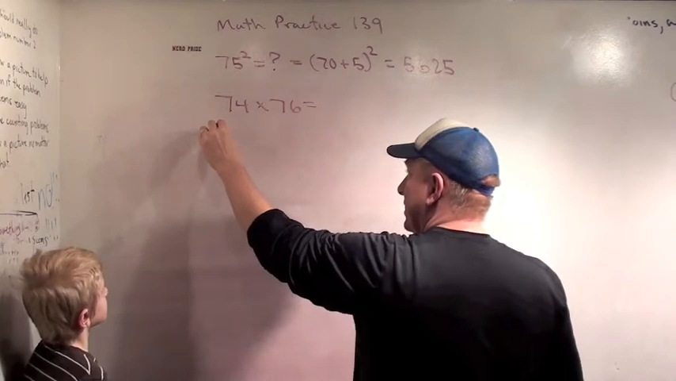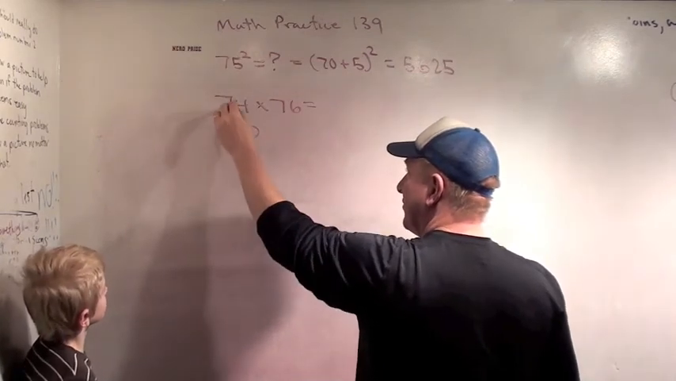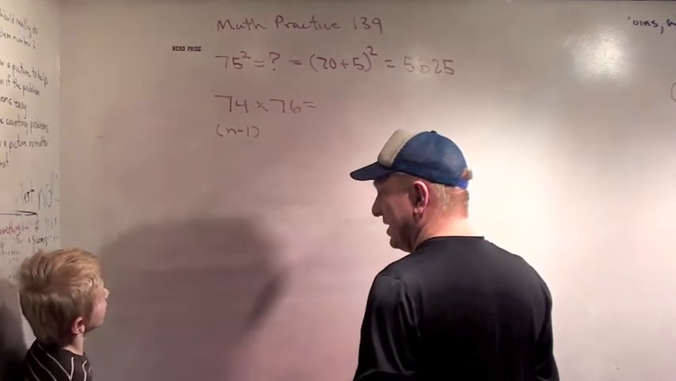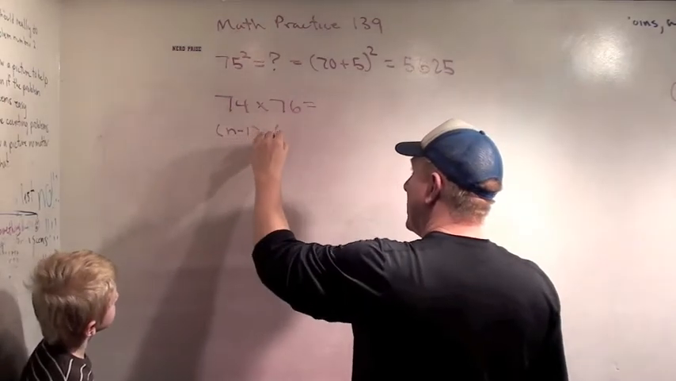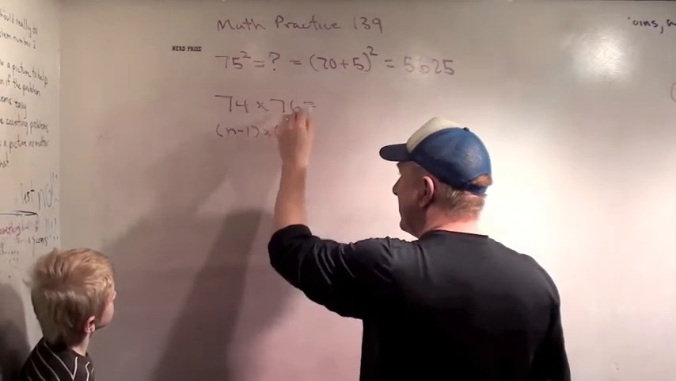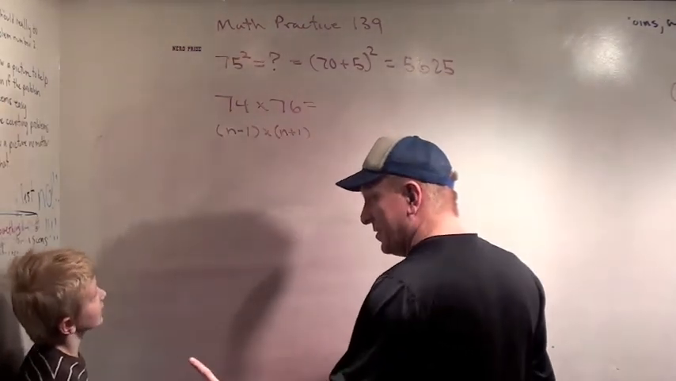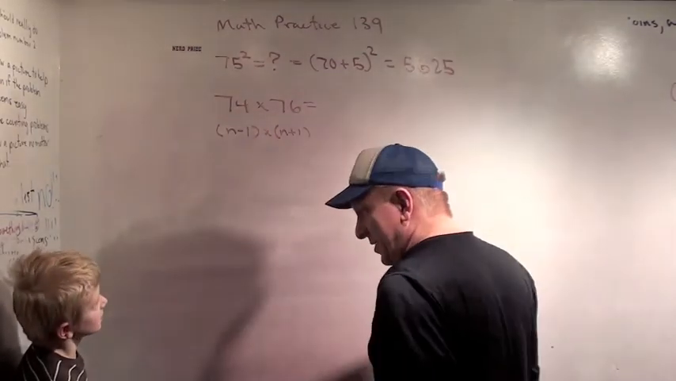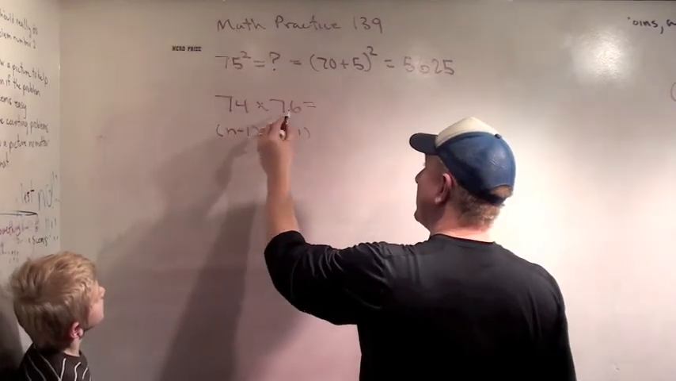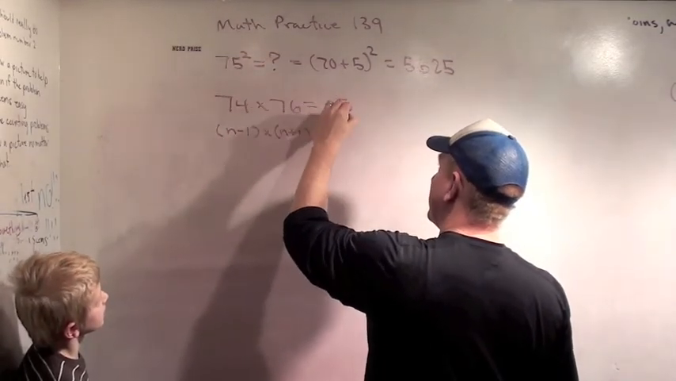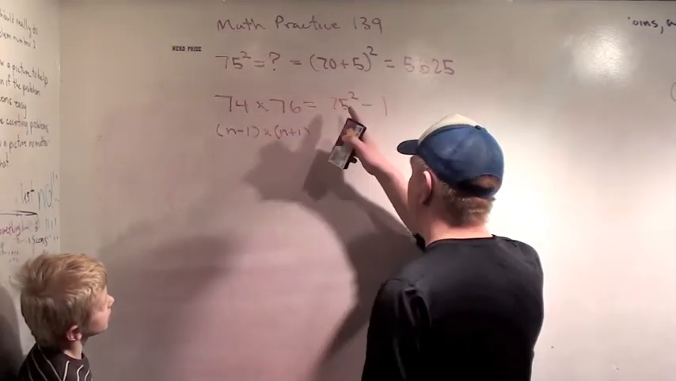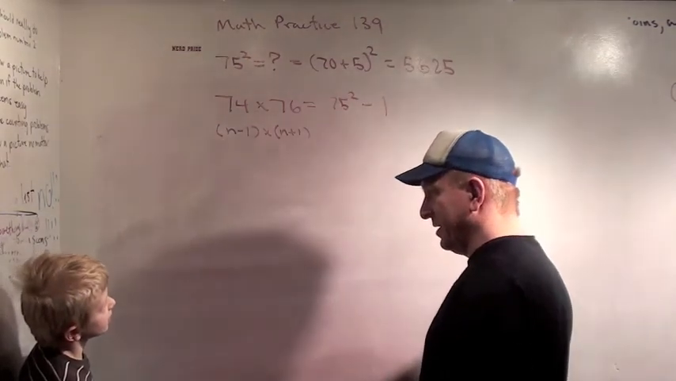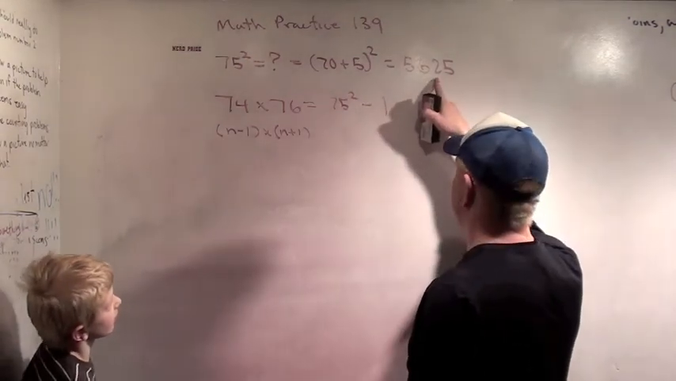Well, let's see. If n minus 1 is 74, what's n? Well, it's 75. And if n plus 1 is 76, what's n? 75. Aha, so we can use our formula, right? That we figured out by drawing some other squares yesterday. So we have 74 times 76 is 75 squared minus 1. Do we know how to figure out 75 squared? It's 5,625 minus 1, 5,624.